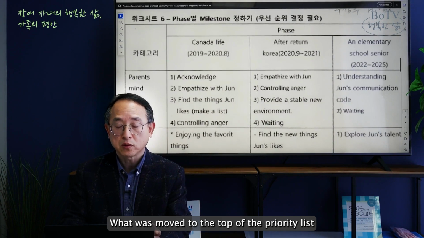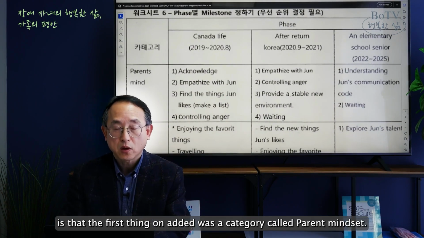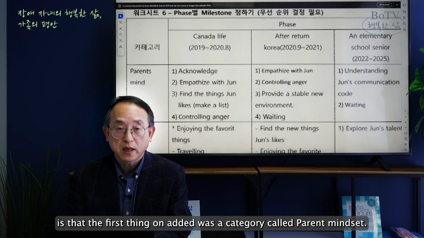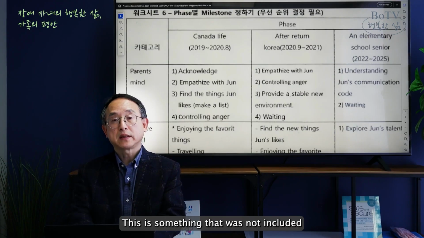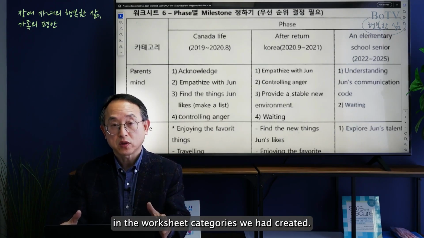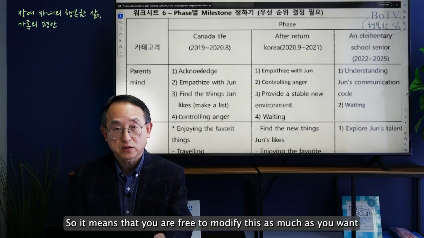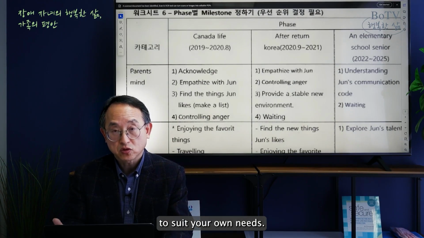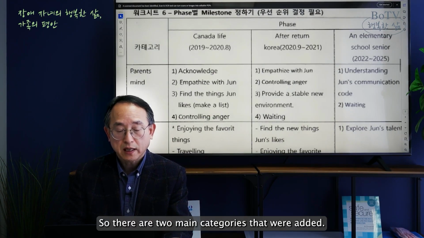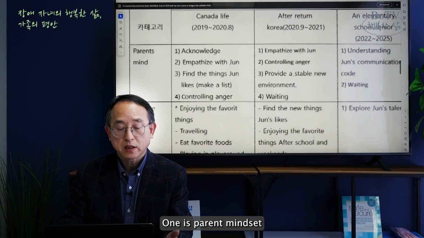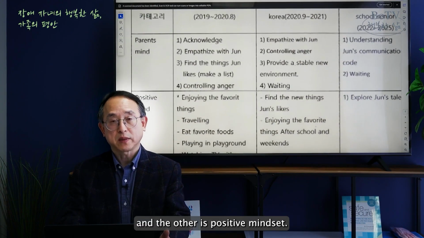What was moved to the top of the priority list is that the first thing added was a category called parent mindset. This is something that was not included in the worksheet categories we had created. So it means that you are free to modify this as much as you want to suit your own needs. So there are 2 main categories that were added. One is parent mindset and the other is positive mindset.